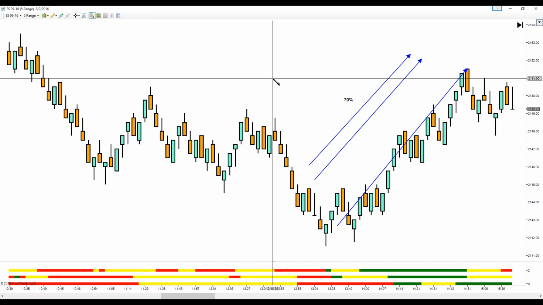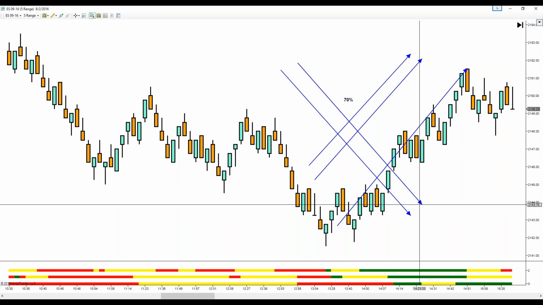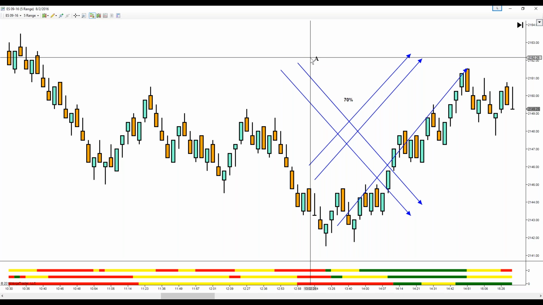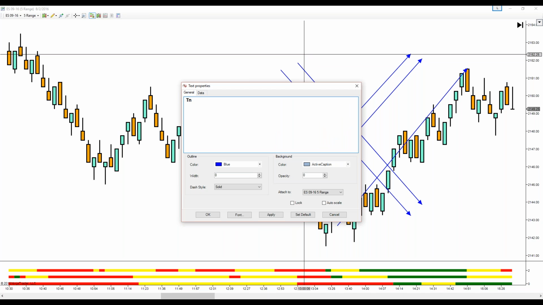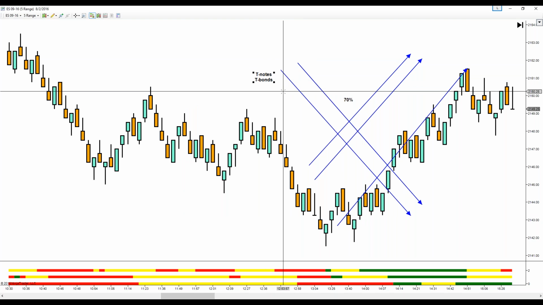Now, when the E-mini goes up, we know that certain markets are going to go down. And they're going to go down 70% of the time or greater. Two of those markets are Treasury notes and bonds. Now, they don't correlate 100% of the time, but they correlate at least 70% of the time.